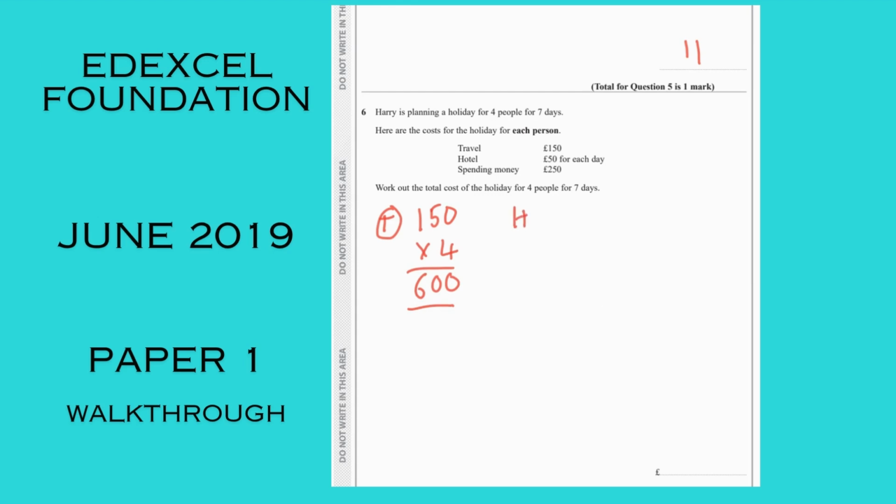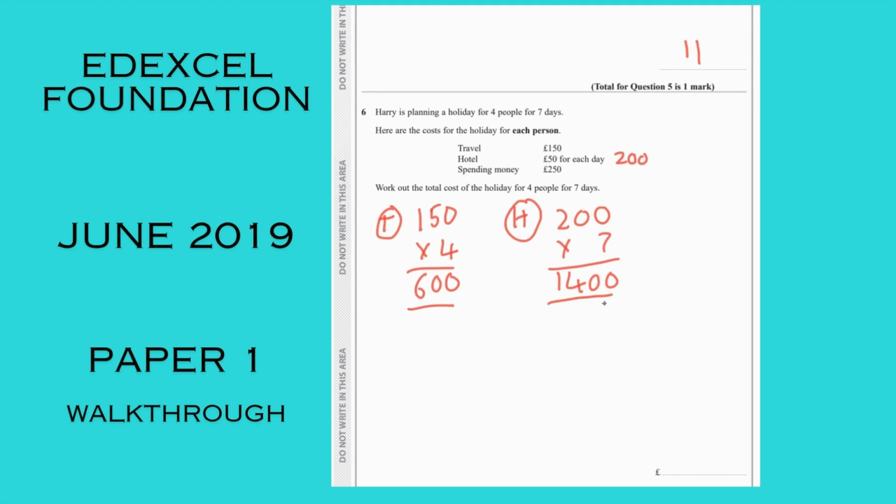Then to the hotel. So this is the one with 2 steps, really. So if it's £50 each day for 4 people, it's £200 a day. So it's 200 multiplied by 7. So the hotel costs come to £1,400.